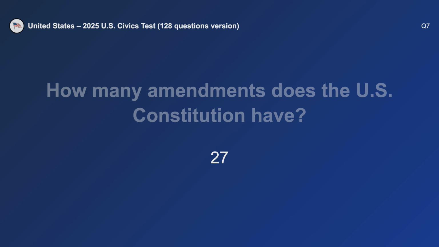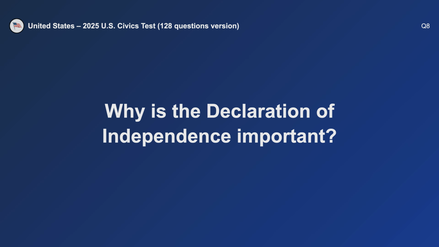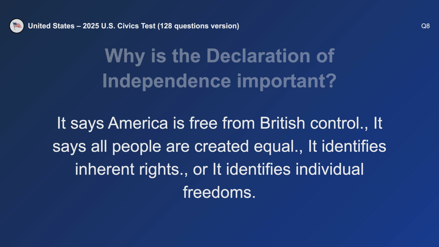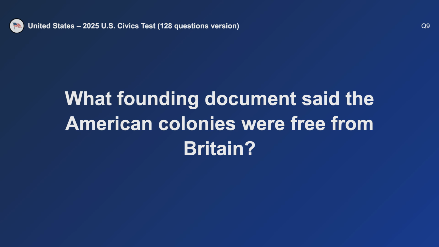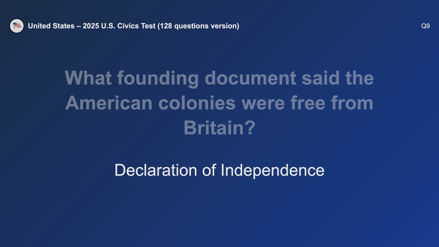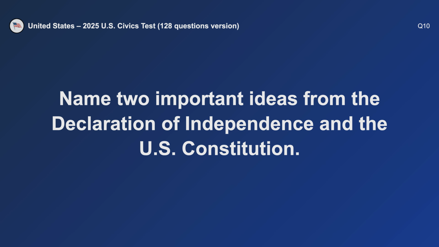27. Why is the Declaration of Independence important? It says America is free from British control. What founding document said the American colonies were free from Britain? Declaration of Independence. Name two important ideas from the Declaration of Independence and the U.S. Constitution.